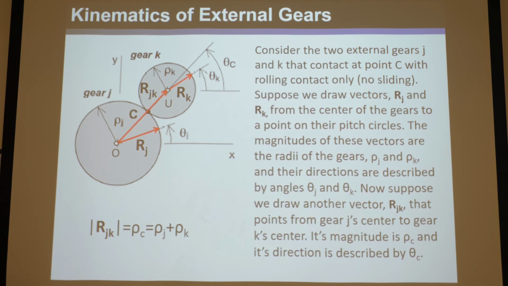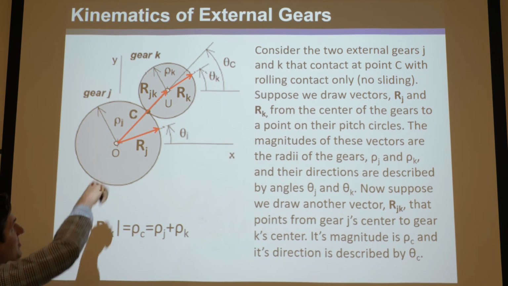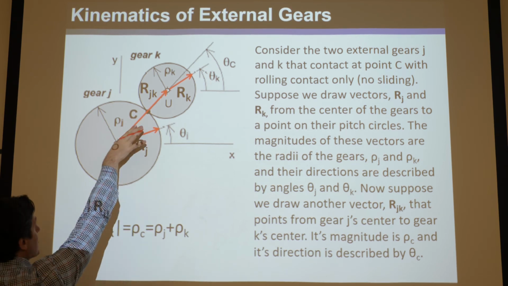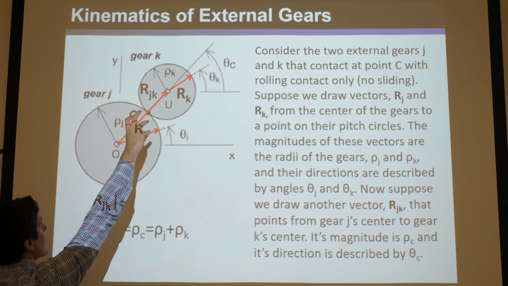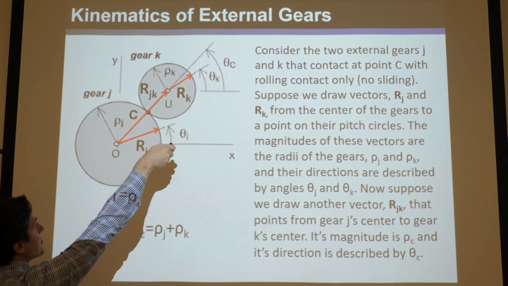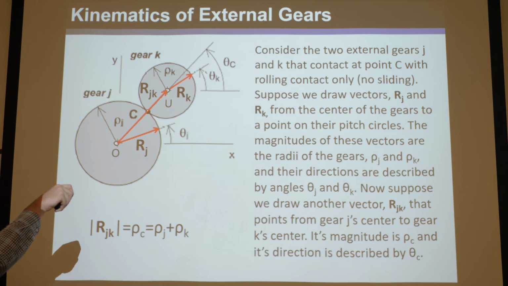Now suppose we draw another vector R_JK that goes from here to there, okay? Its magnitude is rho_C, where of course rho_C is rho_J plus rho_K. It's the radius of this plus the radius of this that is the magnitude of that. And it has its own rotation, okay? Notice this one's not constrained. If you imagine a link encompassing that, it's not constrained to rotate the same as J or K. It has its own rotation. You draw a horizontal line there and go up there, and that's theta_C. And of course it always passes through the point C where they touch.